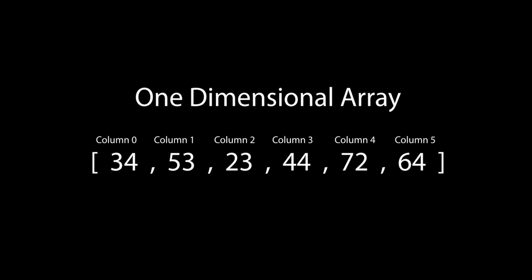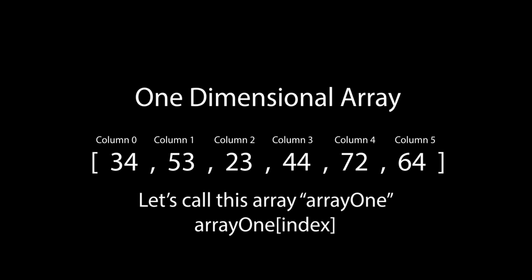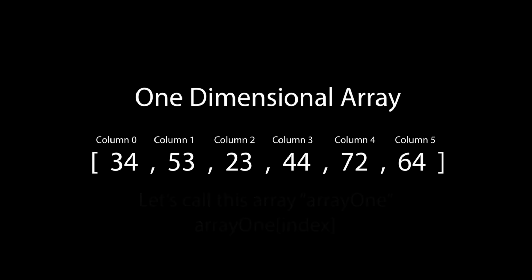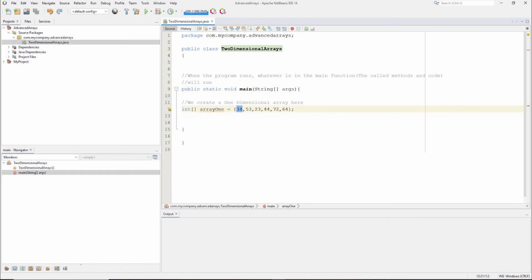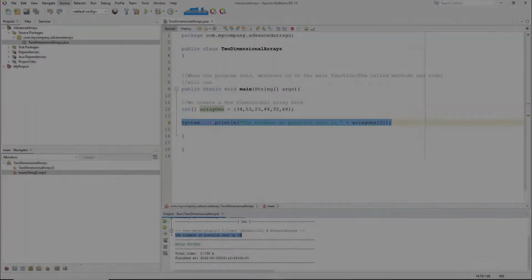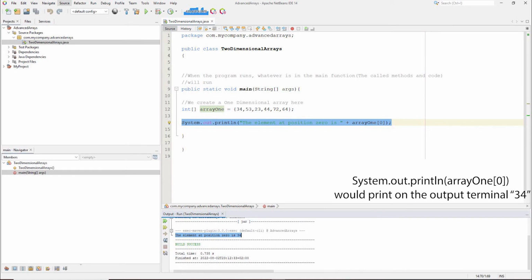To access the value at the first position of the array, we write the name of the array with a square bracket enclosing a number next to it, indicating the index of the element that we want. So if we wanted to print the value at index 0, we would type system.out.println(array1[0]).